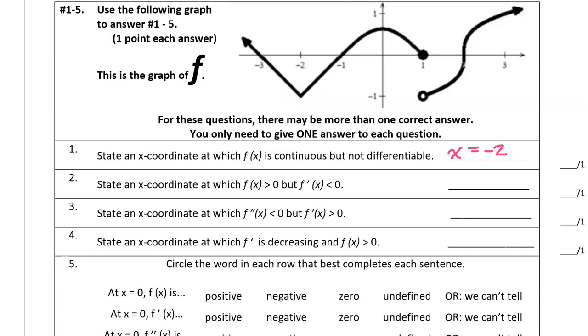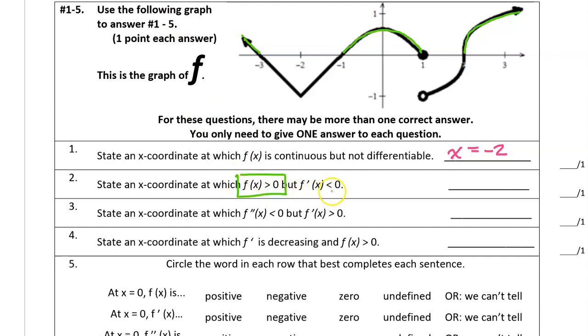Number 2, state an x-coordinate at which f of x is positive but f prime is negative. Let's start with this part. f of x is positive. So that means we're talking about parts of the function that are above the x-axis. So we're talking about this, and this, and this. So we've narrowed it down to those parts of the graph so far. Hey, I should color coordinate this. f is greater than 0.